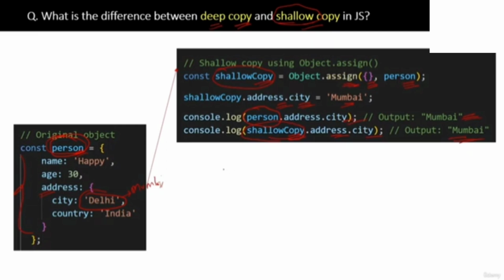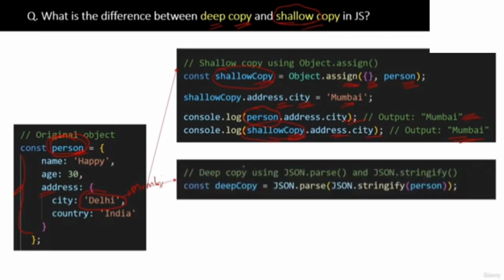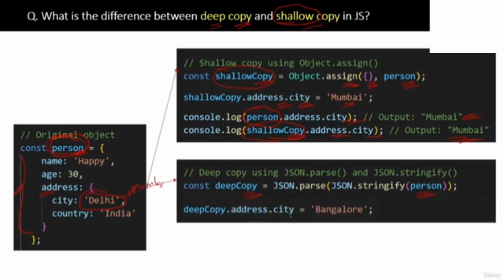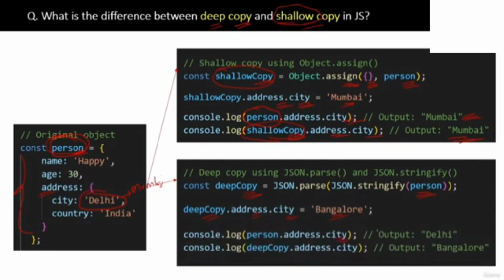Now, if we use the deep copy method, here we are copying the object into the deepCopy object, and then we are assigning Bangalore as the city of the deepCopy address city. Now, if you log the parent person object's address city, you get the output as Delhi, not Bangalore. It is not changed, right? But if you look at the city of the deepCopy object, it is set to the modified city, Bangalore. That is the expected behavior we get from deep copy. So deep copy is basically not impacting or modifying the parent object. It is only modifying the cloned object.